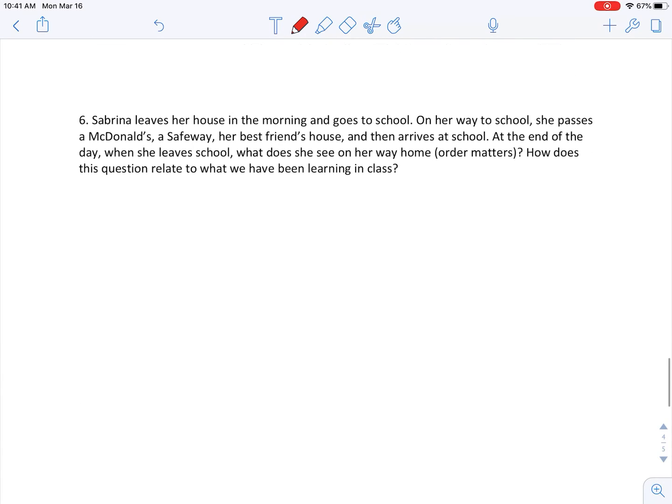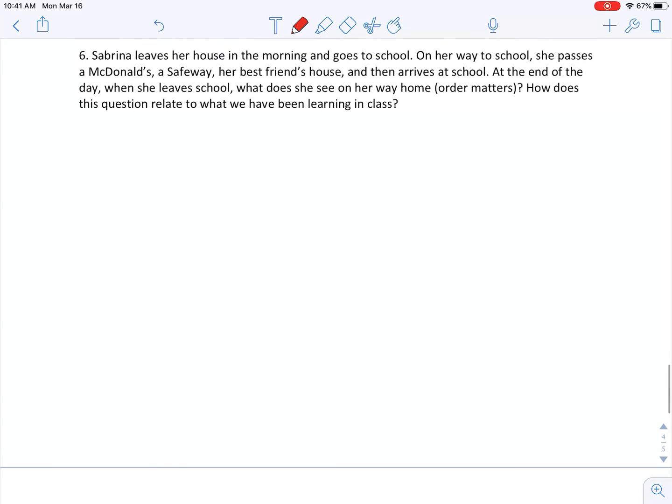6, Sabrina leaves her house in the morning and goes to school. On her way to school, she passes a McDonald's, a Safeway, her best friend's house, and arrives at school. At the end of the day, when she leaves school, what does she do on her way home? Order matters. How does this question relate to what we've been learning in class? So she would do all of those things in reverse order. You'd list them in reverse order because that's what she would do on her way home. It works as an inverse because the inverse is doing the same set of things in a reverse order.